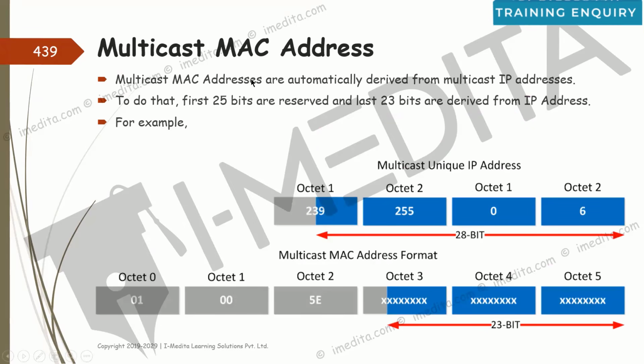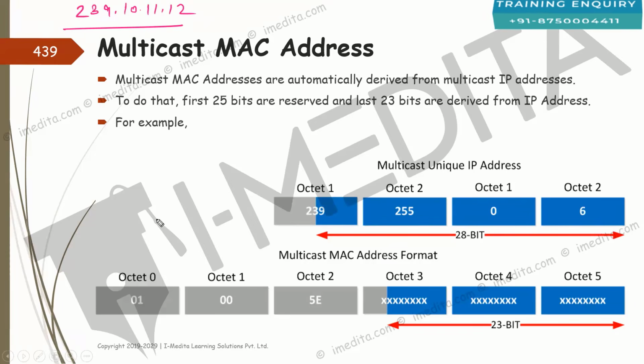Multicast MAC is automatically derived from multicast IP. So whatever multicast IP is there, the multicast MAC is automatically derived with the help of it. For example, what multicast IP do I use? 239.10.11.12. With the help of this multicast IP, the device automatically derives the multicast MAC address.